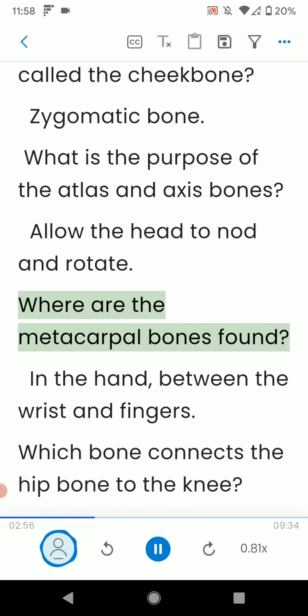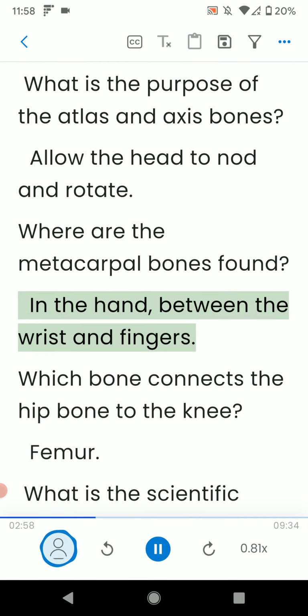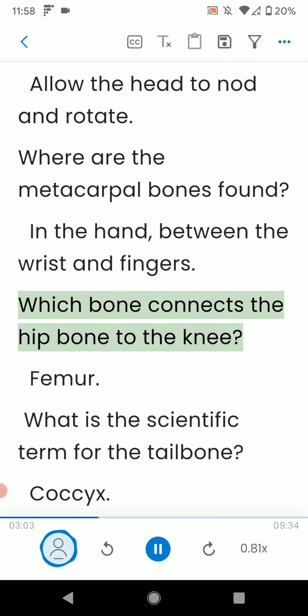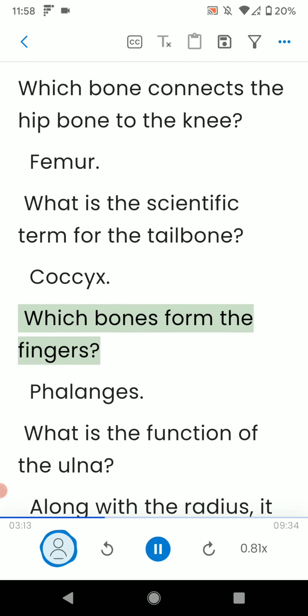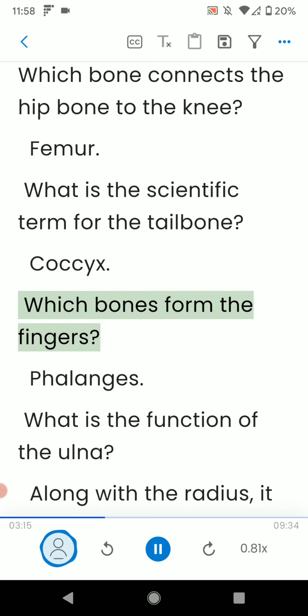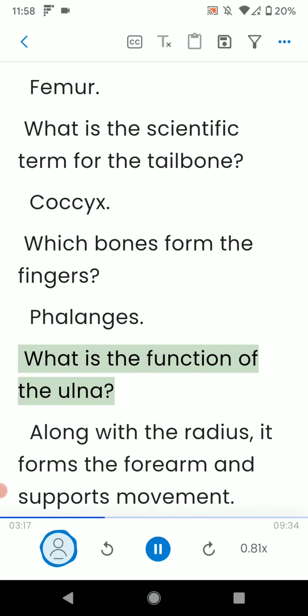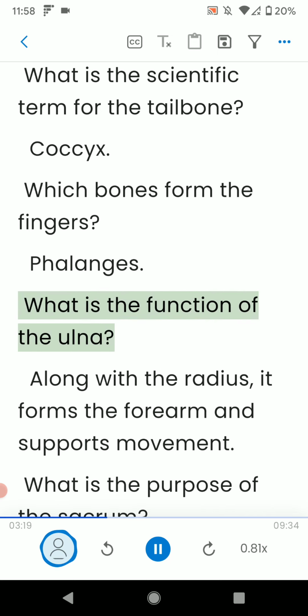Where are the metacarpal bones found? In the hand, between the wrist and fingers. Which bone connects the hip bone to the knee? Femur. What is the scientific term for the tailbone? Coccyx. Which bones form the fingers? Phalanges. What is the function of the ulna?